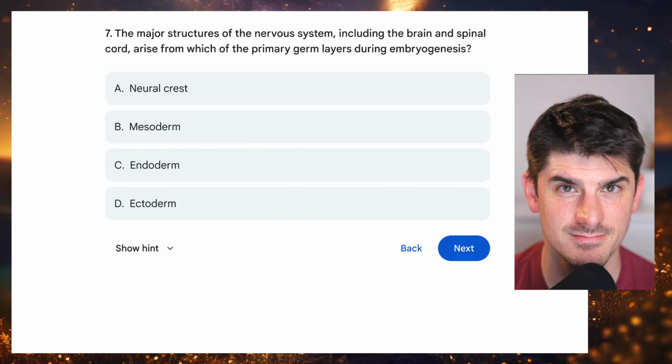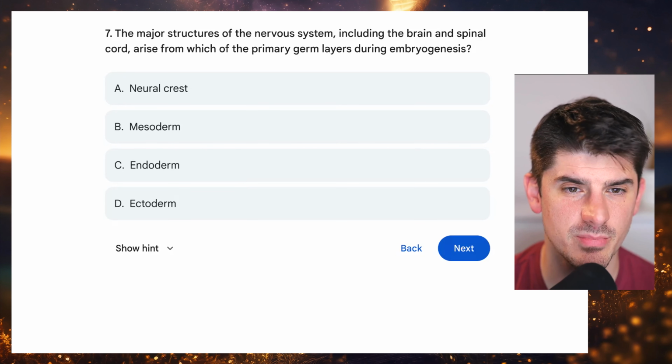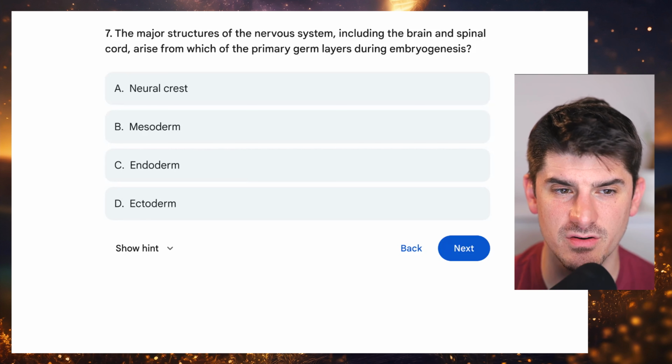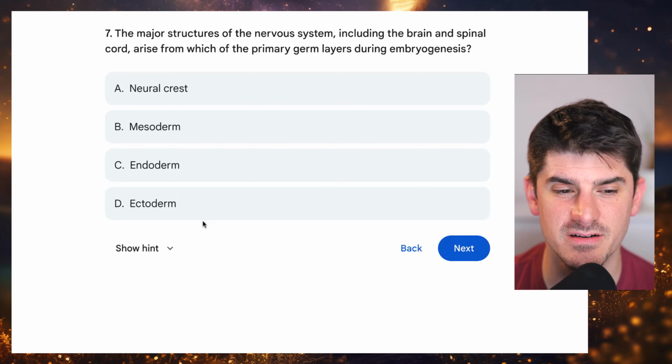cell replication. Number 7. The major structures of the nervous system, including the brain and spinal cord, arise from which of the primary germ layers during embryogenesis? A. Neural crest, B. Mesoderm, C. Endoderm, or D. Ectoderm. And the answer choice here is ectoderm.